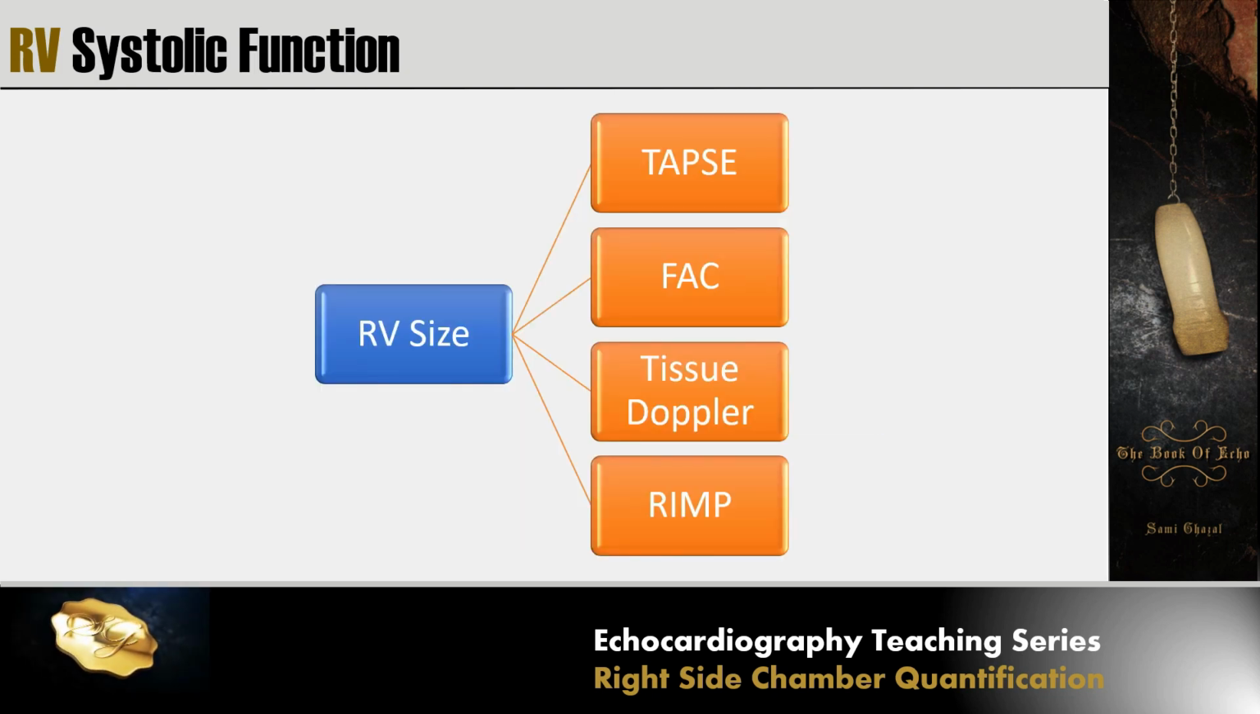Now, after we finish the RV size and wall thickness, it's time to talk about the RV systolic function. In order to determine the RV systolic function, we have many tools. One of them, the TAPSE, which is tricuspid annulus planar systolic excursion, or the FAC, or fractional area change, tissue Doppler, which is the same as S prime, and the RV index of myocardial performance.